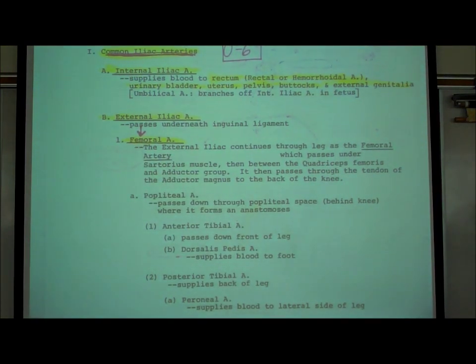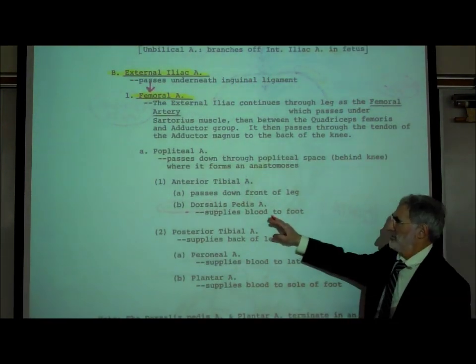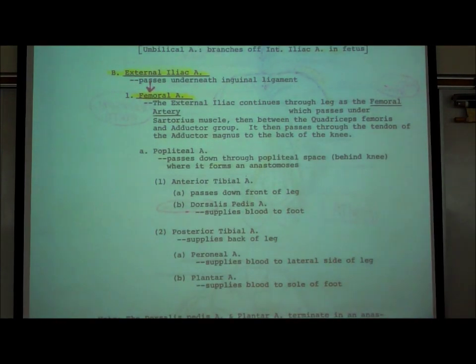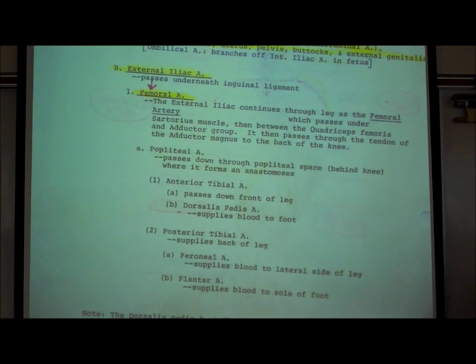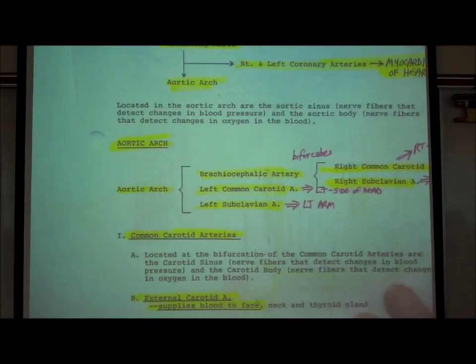Now, those are the only vessels that I've underlined on this page. So we could test you on all these other blood vessels of the legs, but I just want you to know these. So there's that. Let's go back to page 01. Page 01. And on page 01, I'm going to walk through this in a little bit more detail.